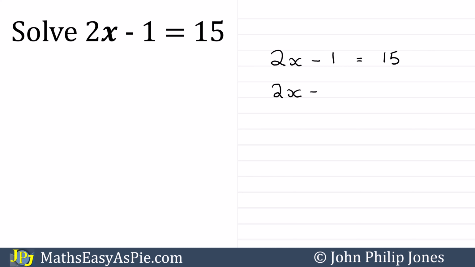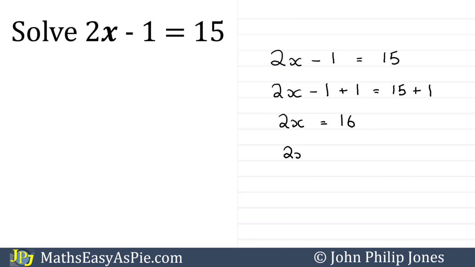And I'm going to now, to this side, add 1, and I'll have to add 1 to the other side as well. This will become 2x, because the minus 1 plus 1 is 0. And on the other side, we can see 15 plus 1 is equal to 16. Now, the equal sign is still valid because you can see that I've done the same to both sides. You can see I added 1 to this side and I added 1 to this side.